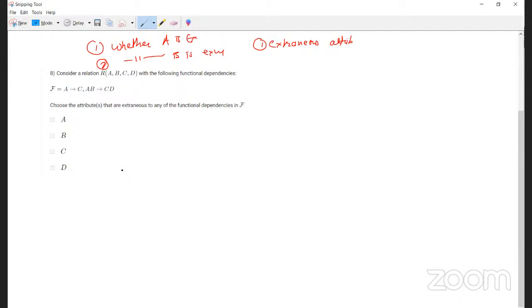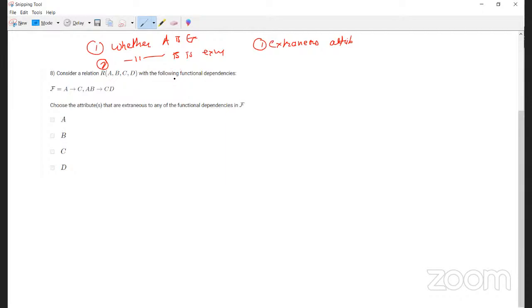You make the decomposition, right? So AB determines C and AB determines D, and in that way you got that AB to C is the extraneous functional dependency, meaning the redundant functional dependency, right? But you have asked what the extraneous attribute is. Yes, I asked the extraneous attribute.